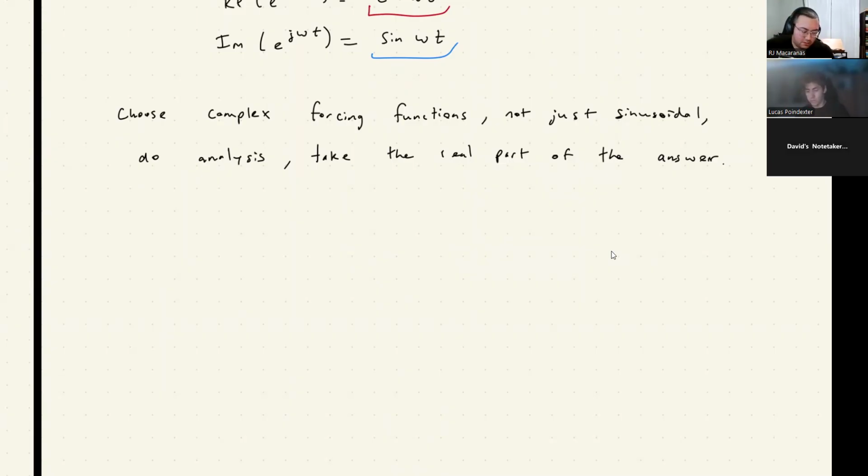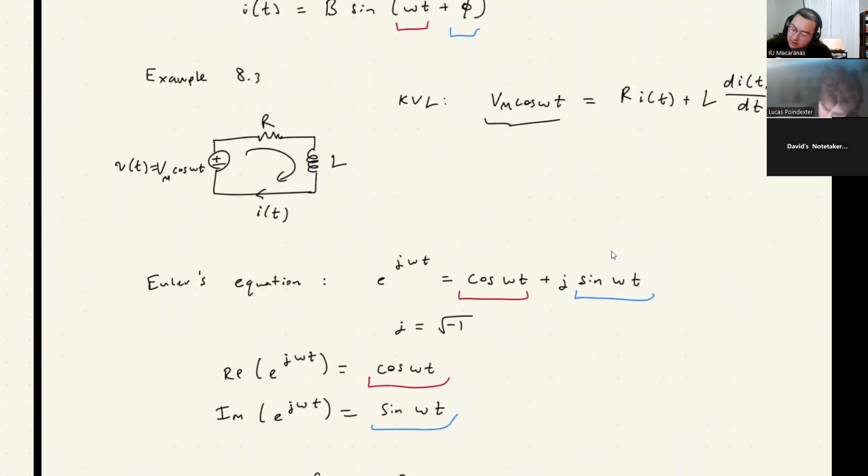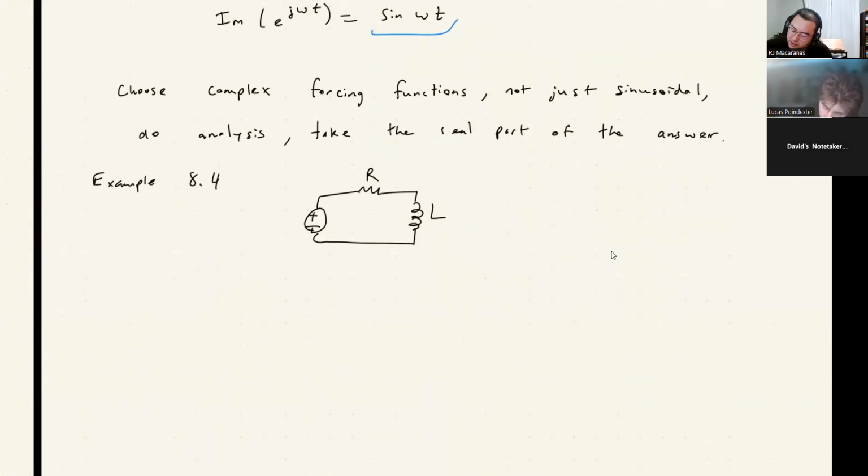So this is going to be example 8-8.4. And again, we're looking at the exact same circuit, where we've got a resistor and an inductor. And instead of driving this with a cosine function, we're going to drive it with v of t given by V sub m e to the j omega t.